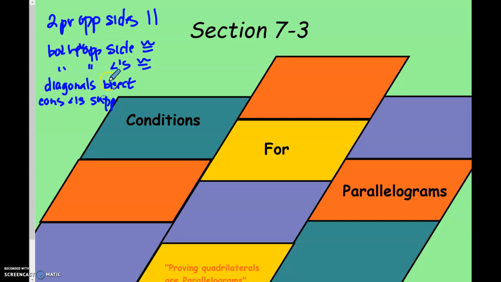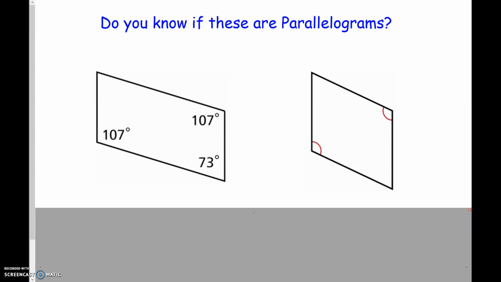Okay, so we went over 5 things. Opposite sides parallel, both pair of opposite sides congruent, both pair of opposite angles congruent, diagonals bisect, and consecutive angles are supplementary. So today what we're going to be talking about, if I give you this information, you don't know if this is a parallelogram. Can we conclude if this is or is not a parallelogram? Do they give us enough information?